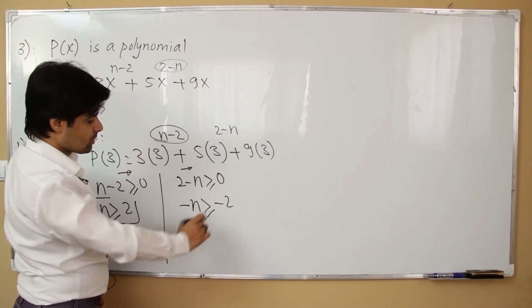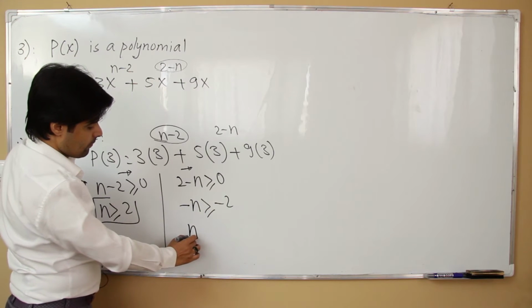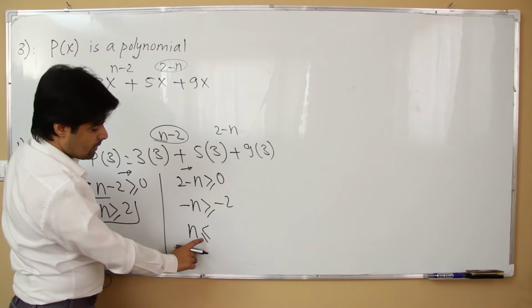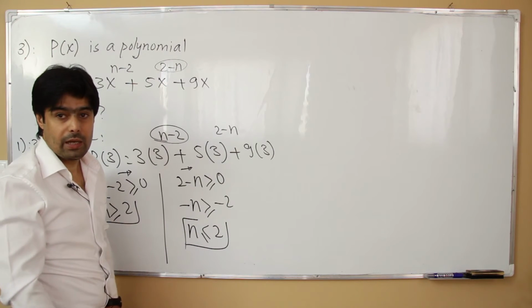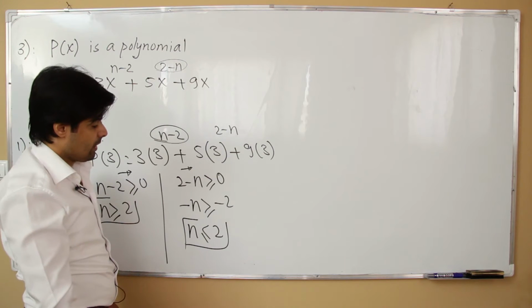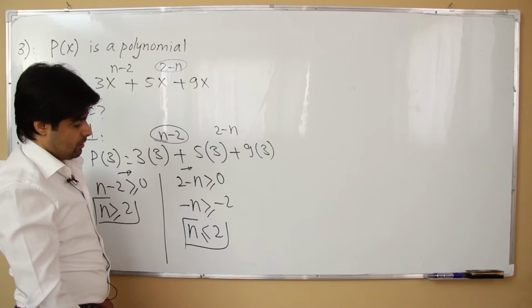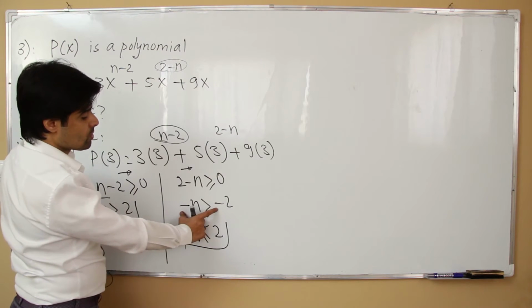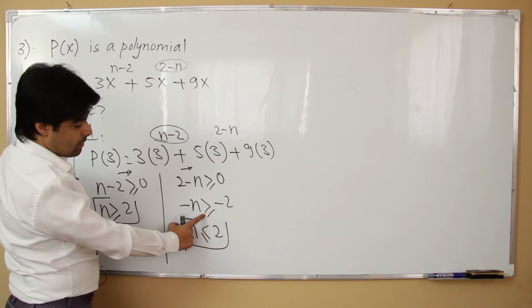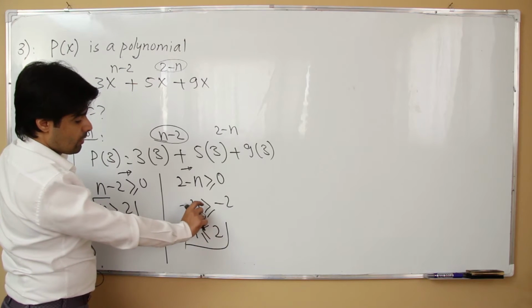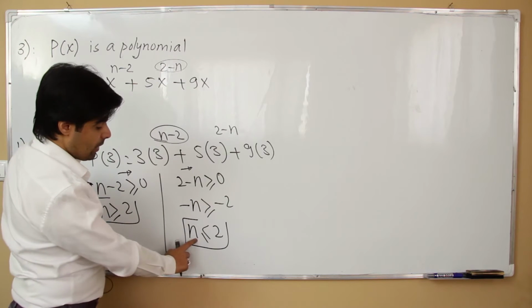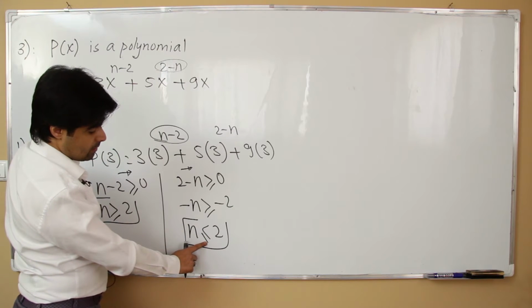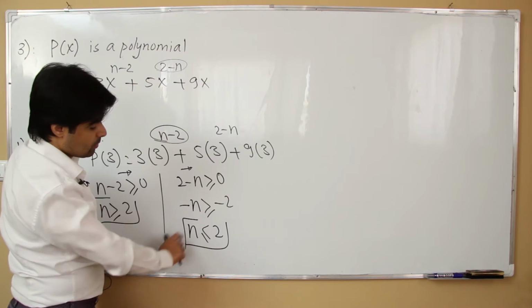So divide both sides by minus, so you will find n is not greater, it's less than 2. You know the property of inequality. If you want to divide or multiply both sides of an inequality with minus, you will have a change in the direction of inequality. So n is smaller or equal to 2.